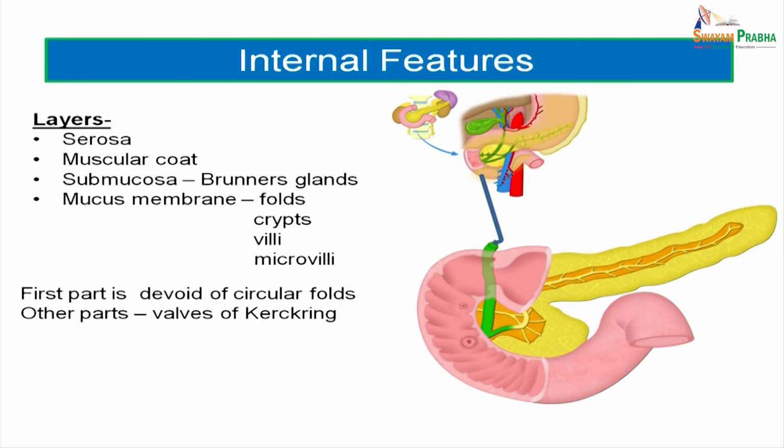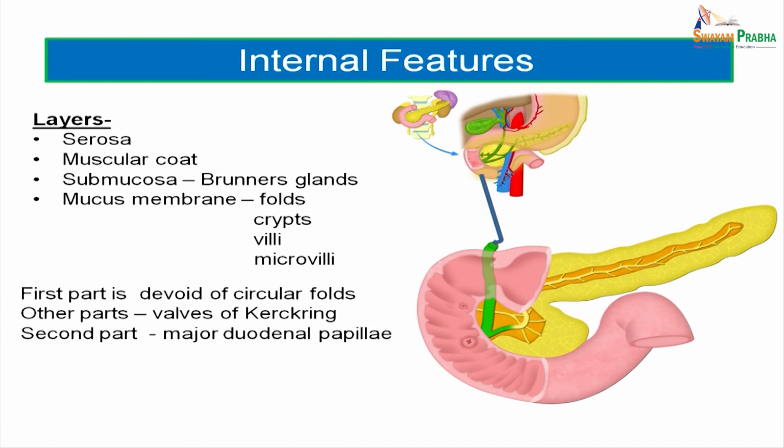So, coming to the individual segments, these are the specifications which are related to the internal features. The first part is devoid of circular folds. We have already mentioned this when we were describing the external features of the duodenum. The first part of the duodenum is devoid of circular folds, whereas the other parts have these mucosal folds and they are referred to as valves of Kerckring.